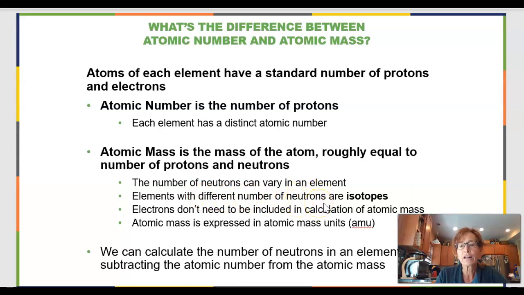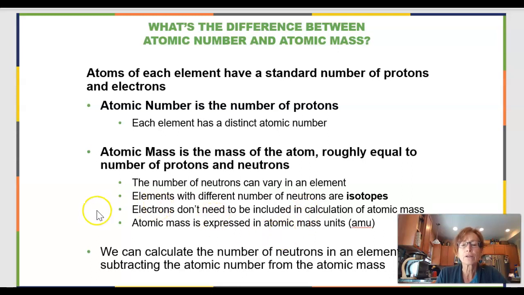And so when you look at an element that has the same proton number, because it has to, it's that element, but it has a different number of neutrons, we call that an isotope. We'll take a look at this coming up too. I'll do this in class a little more.